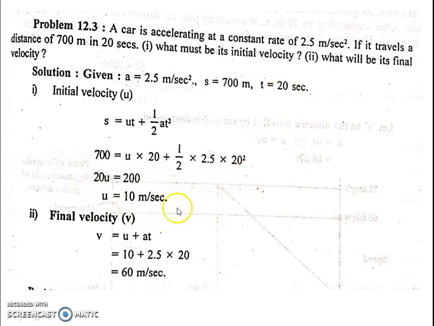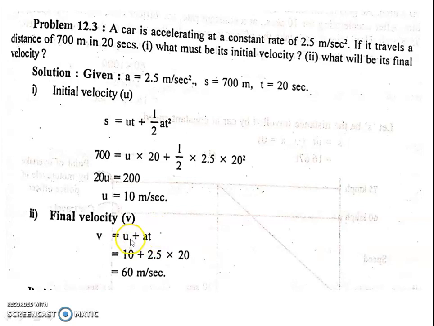Final velocity is represented by v. Now again we have a formula for rectilinear motion: v is equal to u plus at. In that, u I found, so I will substitute the u value. Acceleration a is given in the problem. Then t also, 20 seconds, is given in the problem.